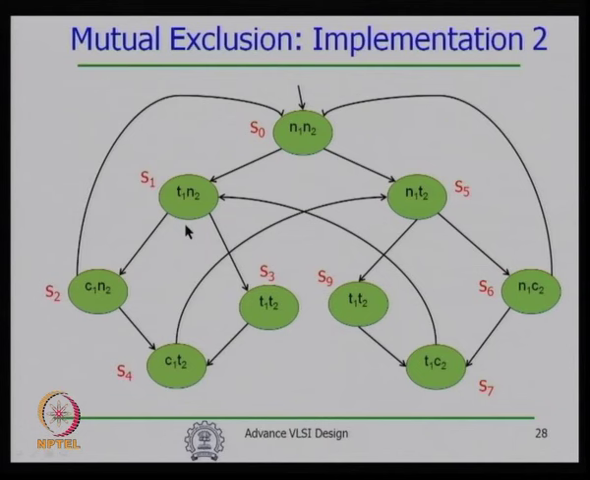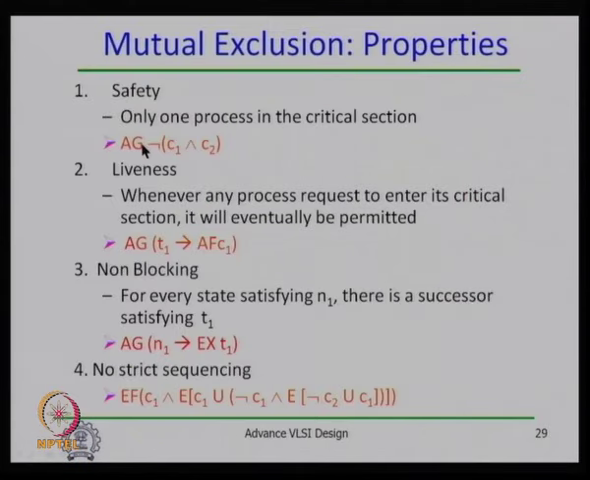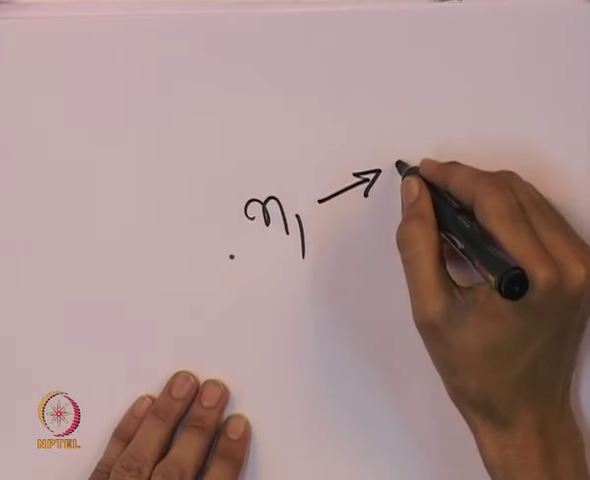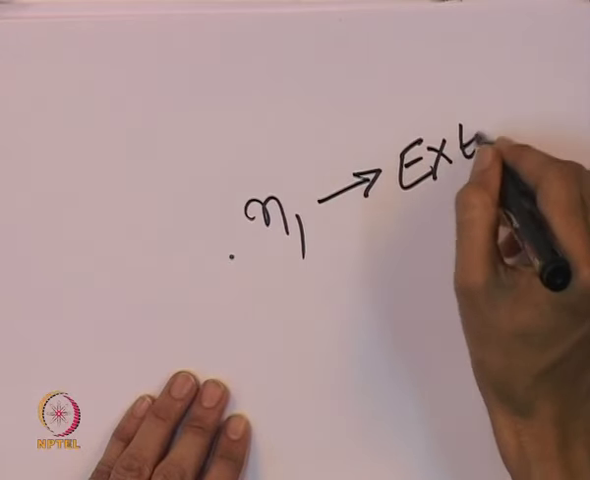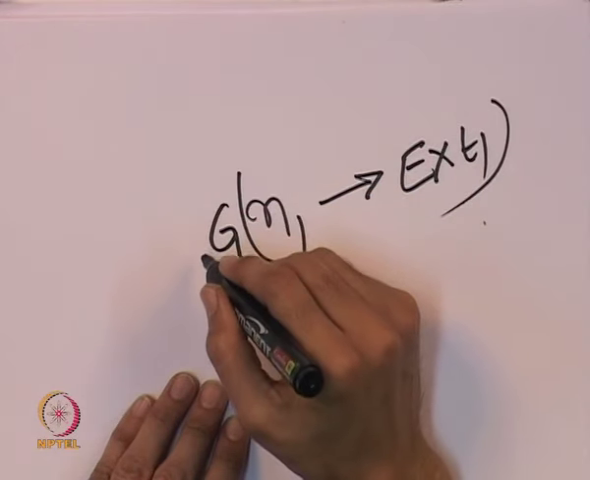Now one of the properties that we were not able to encode in LTL, how can we encode that? The other properties you can also define in CTL. As I said, LTL properties implicitly use universal quantification. So for the first safety property you can have universal quantification. For the liveness, again you can use universal quantification, because this should happen all the time. The non-blocking property we were not able to define. This was related to one path. What it says is that for every state satisfying N1, there should be at least one successor that can satisfy C1. So we were supposed to write like this: if it is in state N1, there exists at least one path wherein the next state is T1, and this should hold good globally in all the states.